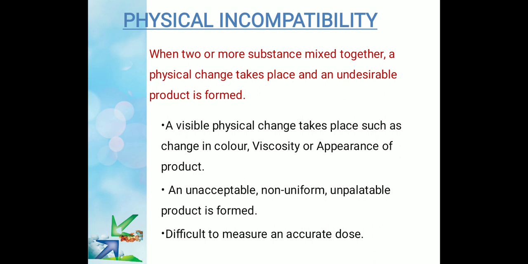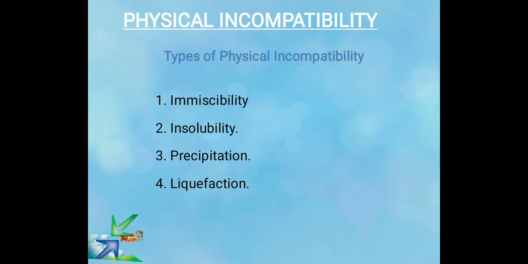There are certain methods for correction of physical incompatibilities, like change in the order of mixing of ingredients in the prescription, emulsification, addition of a suspending agent, change in the form of ingredients, or addition, substitution or omission of therapeutically inactive substances so as to help in the compounding of that prescription. Now, there are some examples of physical incompatibility. It may be observed in the form of immiscibility, insolubility, precipitation, and liquefaction.